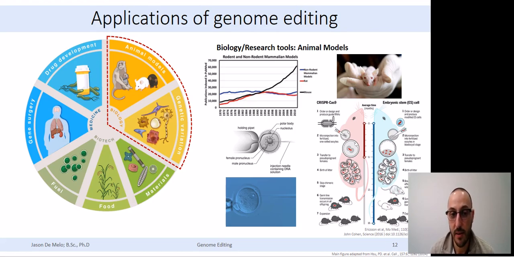Historically, this has been done with embryonic stem cells. However, this takes quite a bit of time, upwards of 18 months. Whereas with CRISPR-Cas9, we can do this in as little as 6 months.